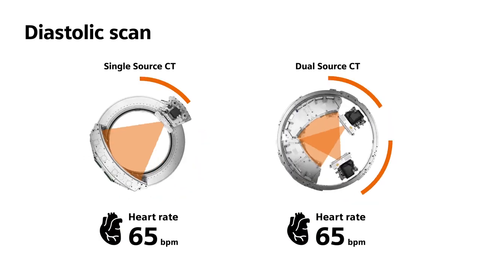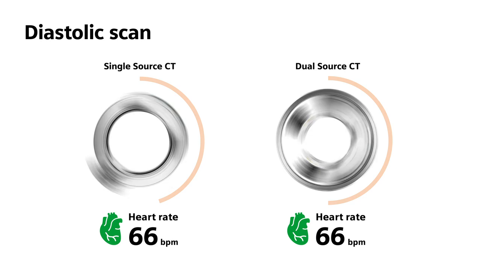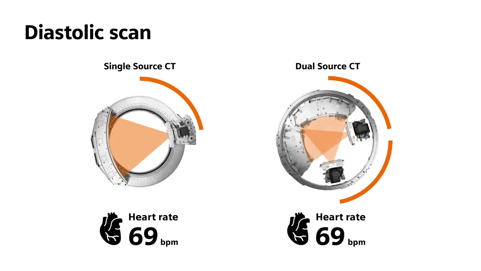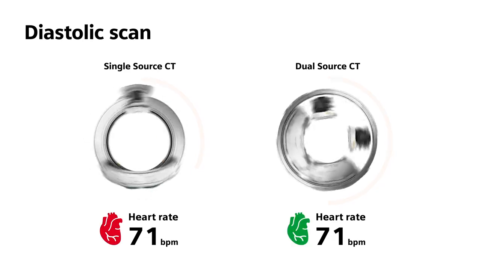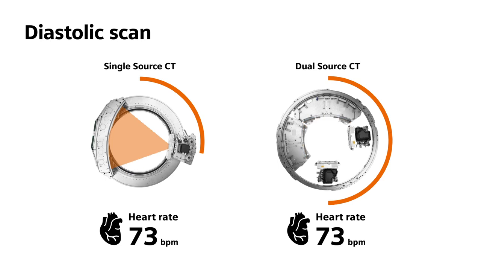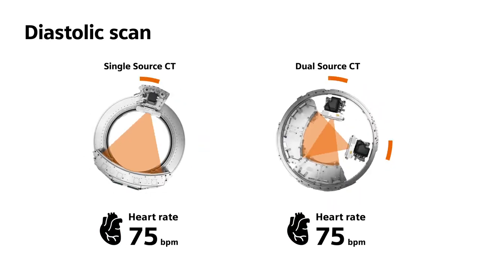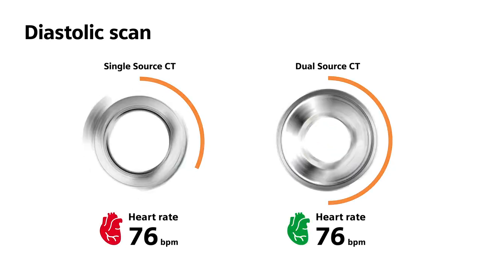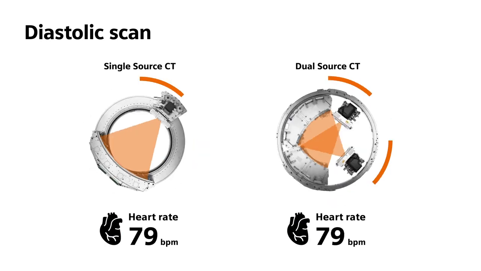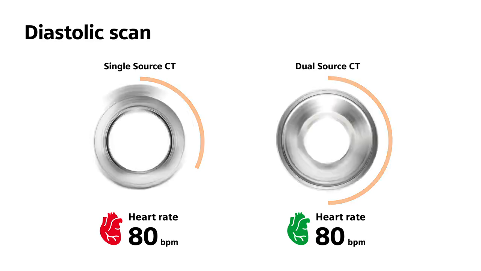But the slow temporal resolution of such systems means that, regardless of how wide the detectors are, you run into problems once heart rates exceed 70 beats per minute. It's a completely different story with dual-source CT. When single-source scanners run out of speed because the available stationary period during the diastolic phase is simply too short, dual-source CT scanners can still keep up.